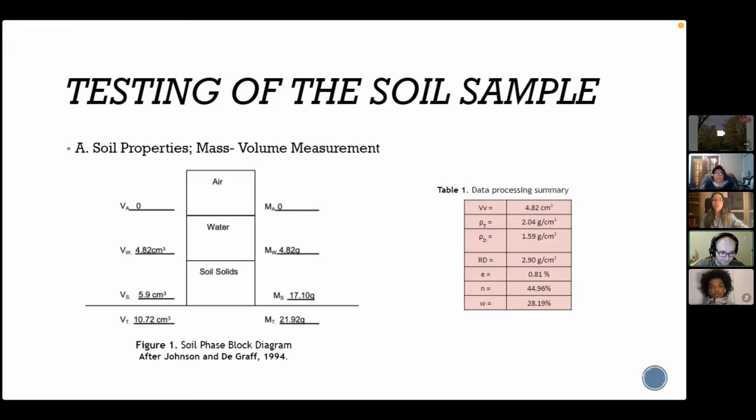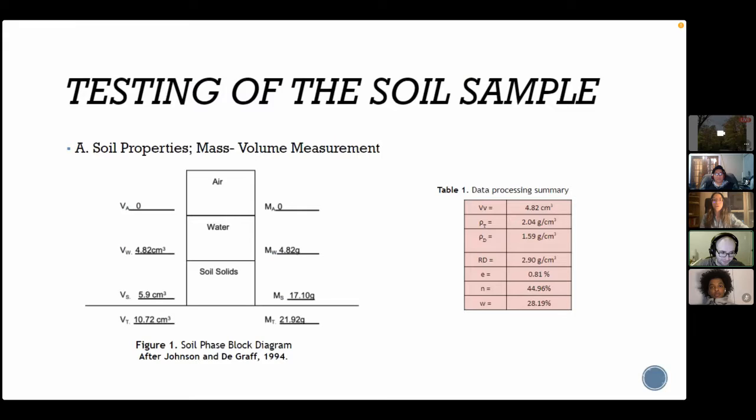When we talk about the moisture content, or water content, it was 28.19%. This is important because we determine that in situ soils are used as the basis for the construction of highways and other structures, and the amount of water affects the degree of compaction of the soil particles.